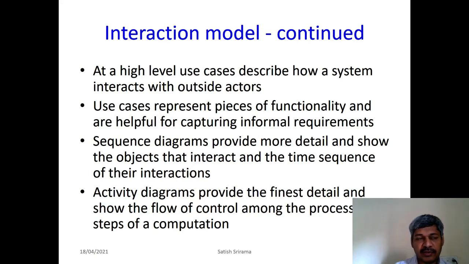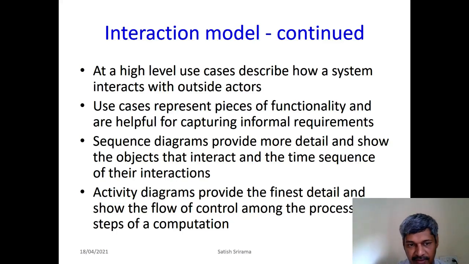Then the sequence diagrams provide more detail and show how the objects interact, and also the time sequence of their interactions. So how these objects interact and how they interact across time. We discussed sequence diagrams in detail. Then come the activity diagrams, which provide further detail. They provide finite detail and show the flow of control among the processing steps of a computation. So we have seen how we can define an algorithm or a workflow to that level. Activity diagrams provide the finest details.